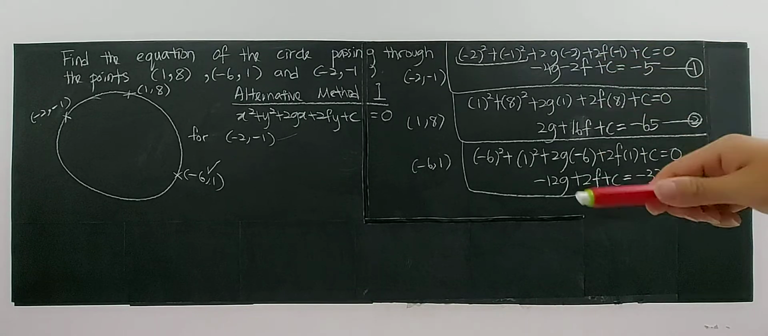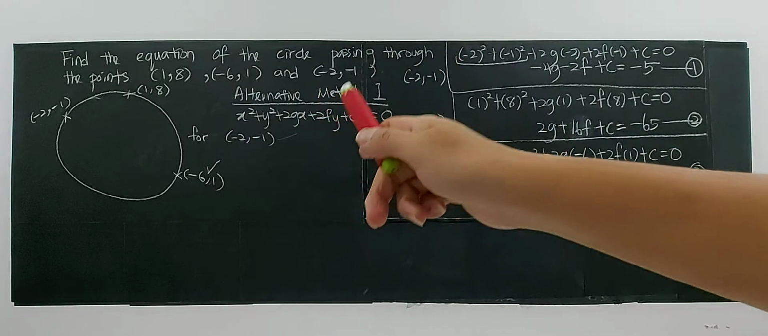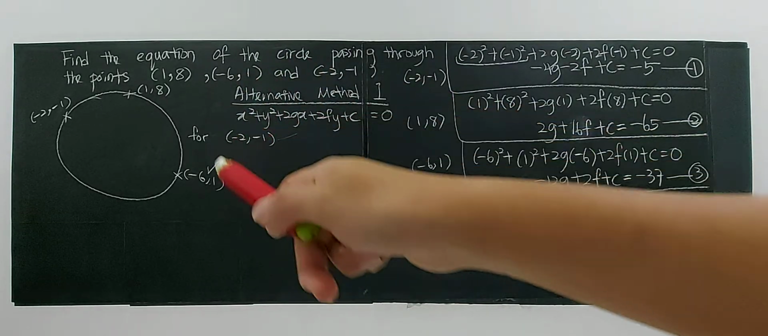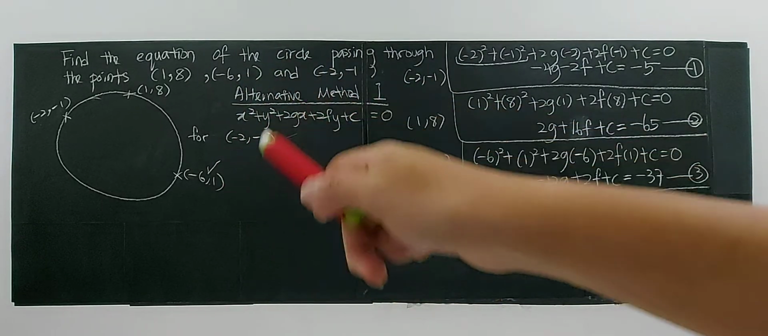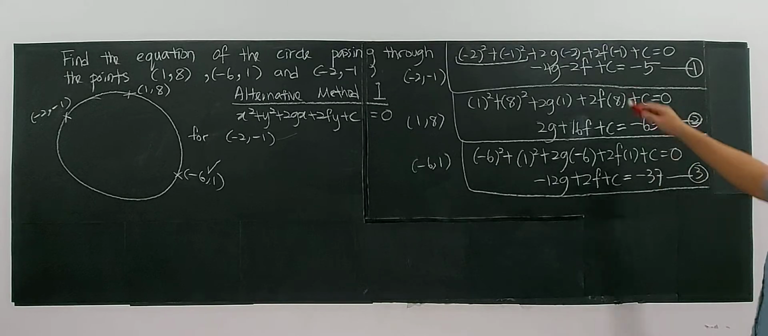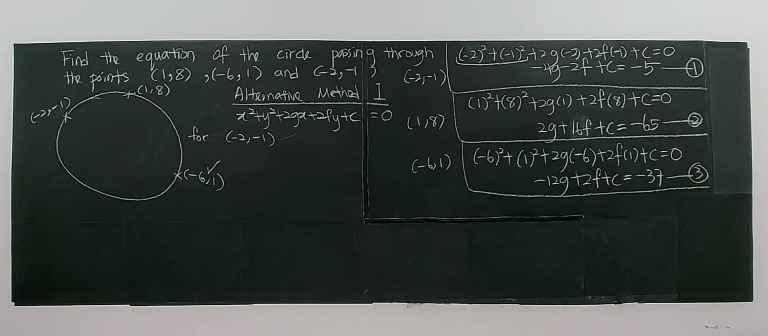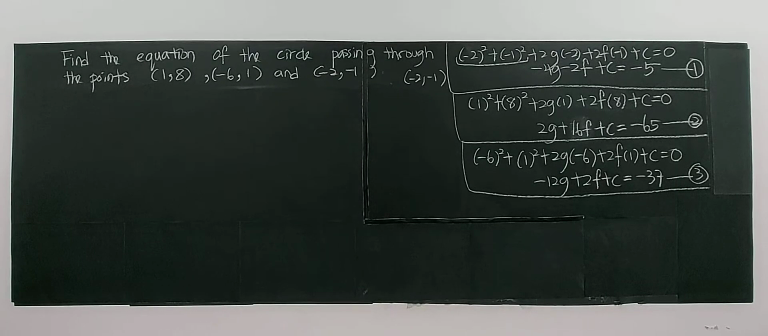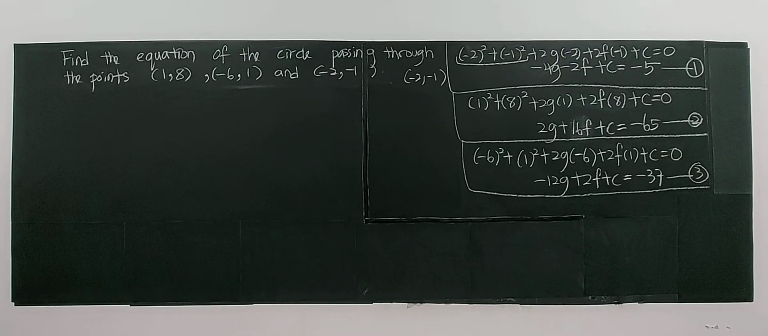As I told you just now, if we can find the value of g, f and c, then we have already found the equation of the circle, which is the general equation of the circle. So to find this, we have to solve simultaneous equations between these 3 linear equations. I will show you how to solve this system of linear equations.